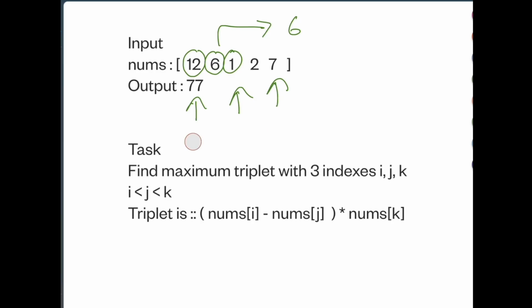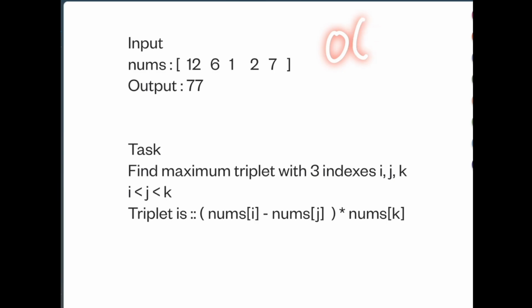Now the first approach to solve this particular question is using brute force, and the time complexity for this will be O of n cube. It means we are going to run 3 loops nested inside each other, and those 3 loops will be for index i, index j and index k. How can you do this? This will be very simple.